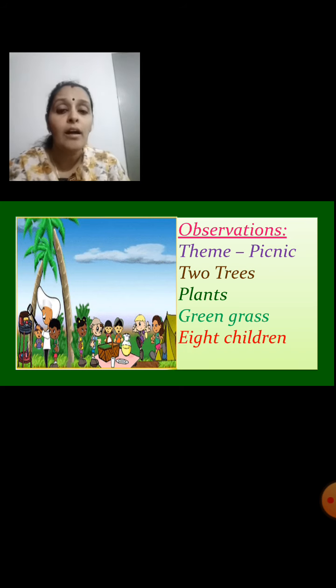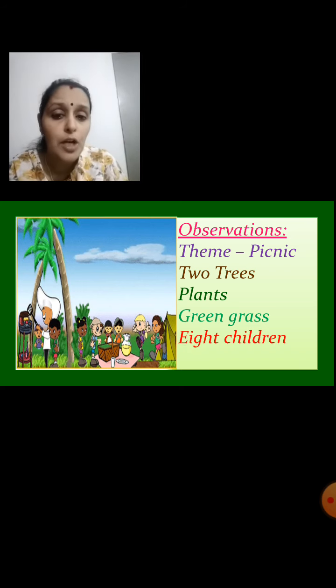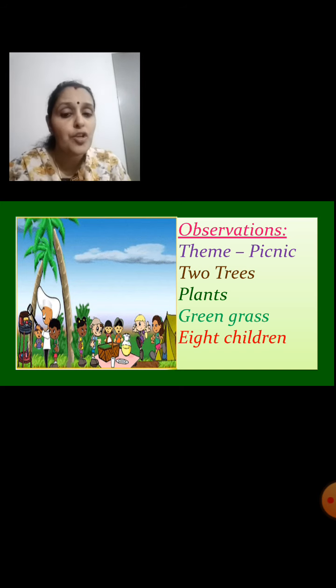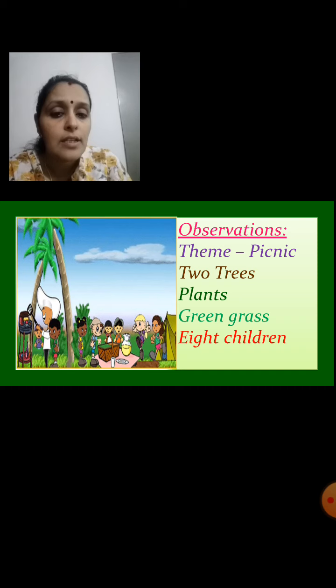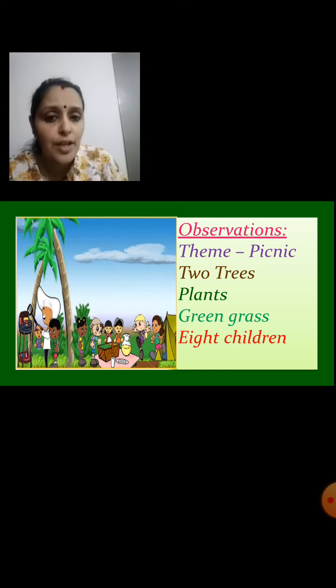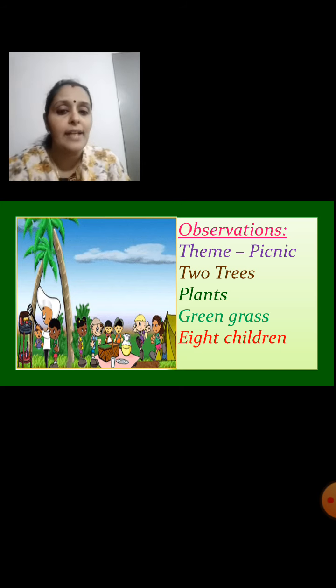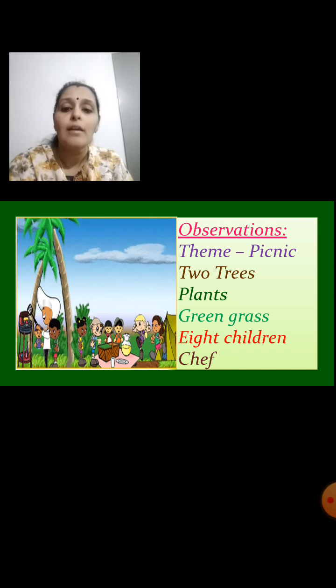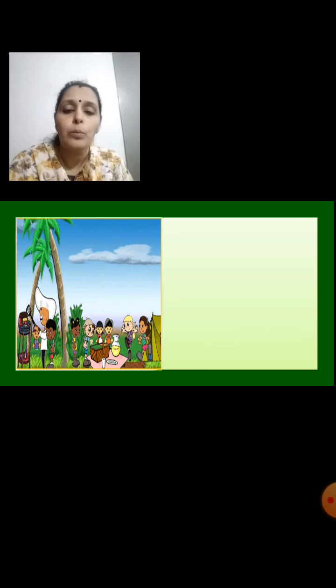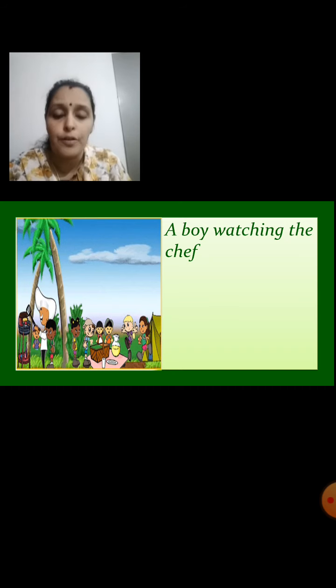And then there are 8 children. Did you all count how many children are there? There are 8 children. 6 children are sitting here in front near the mat. One child is with the chef and one child is hiding. Yes, there is a chef also. What is he doing? He is cooking food for the children. Now, what else is there? A boy is watching the chef, right?